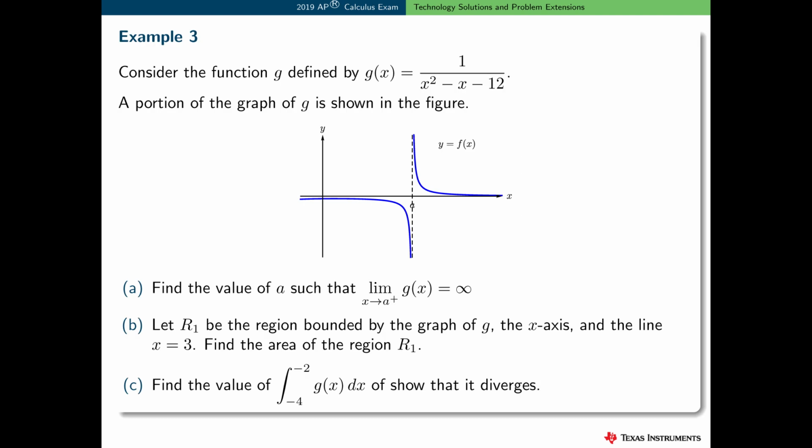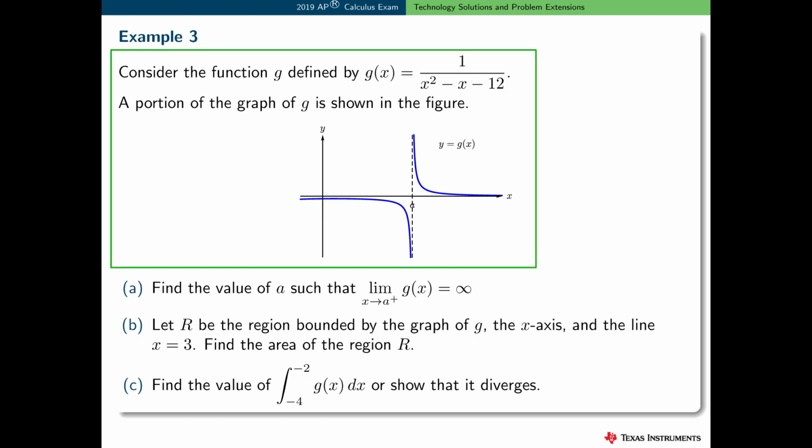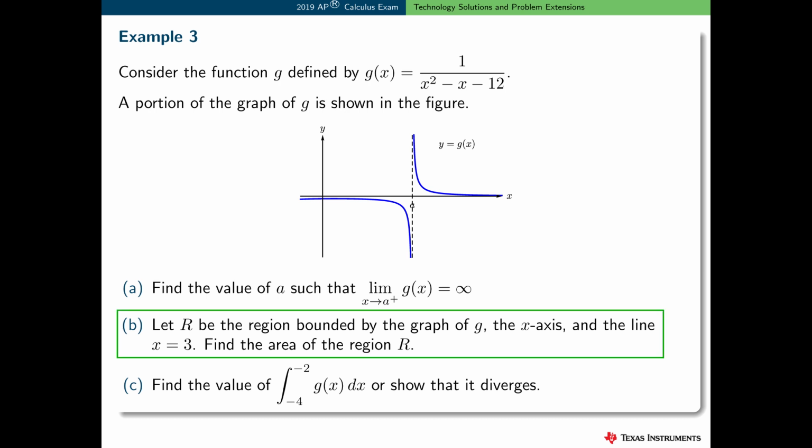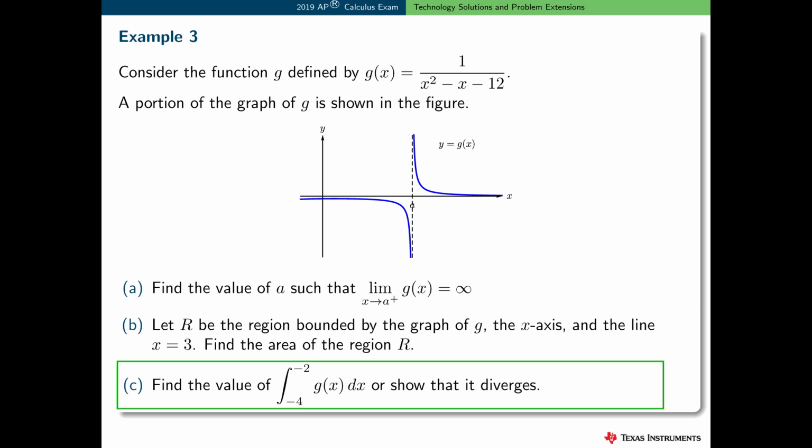Here's one more example for you to try. Suppose the function g is yet another member of the family of functions from the free response question, and is defined by this expression. And a portion of the graph of g is shown in this figure. First, find the value of a such that this limit is infinity. In part b, find the area of the region R. And in part c, find the value of this definite integral or show that it diverges.